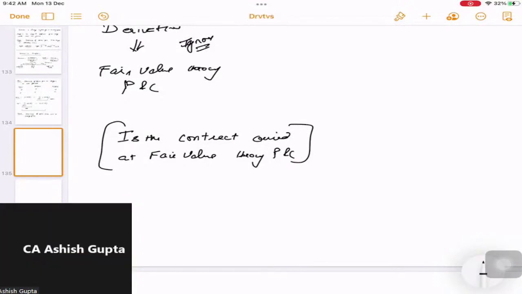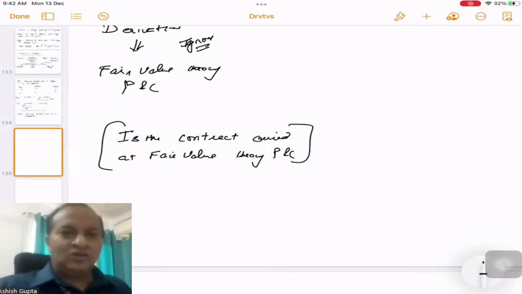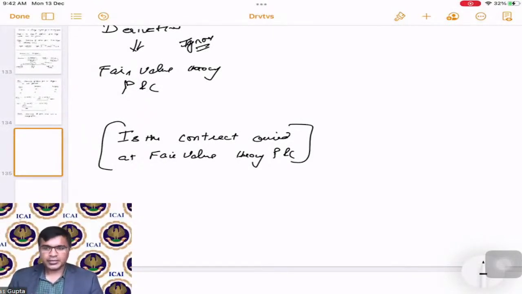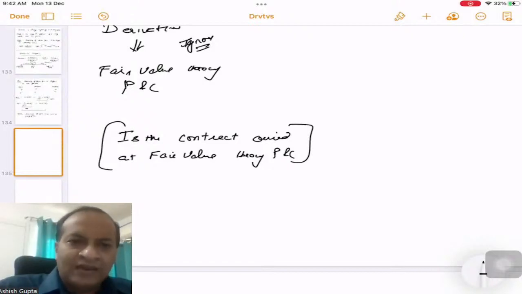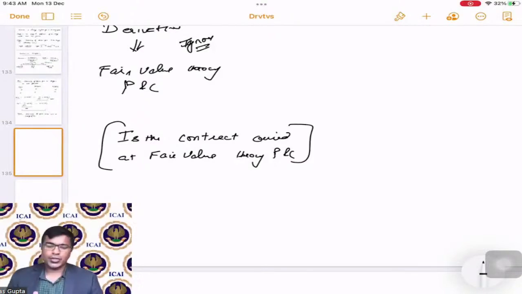Okay, sir. It is a paper of our SFM, and this embedded derivative is covered there. In the new edition we are coming out with, we have removed embedded derivatives. So we can skip this. Yes, sir, you can skip this.